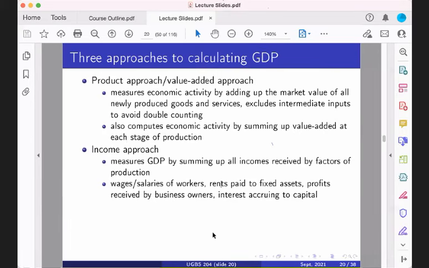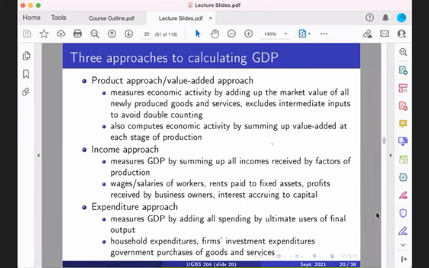So there's the product approach, and there's the income approach, where we sum up the returns to the factors of production. And then there's the third approach, which is the expenditure approach. Here, GDP is measured by adding all spendings by the ultimate users of final output. So household expenditure, firms' investment expenditure, government purchases, we add all of this up. So know the distinction between the three approaches: the product approach, the income approach, and the expenditure approach. Take your time and understand these different approaches.